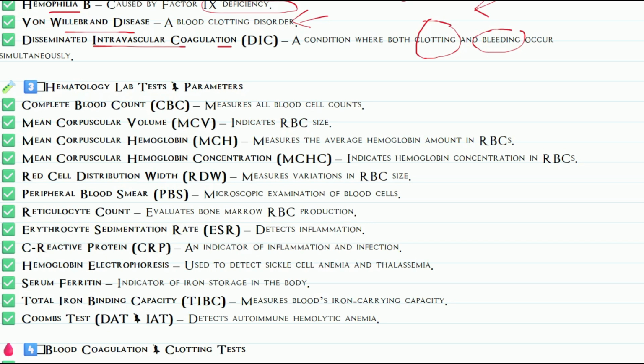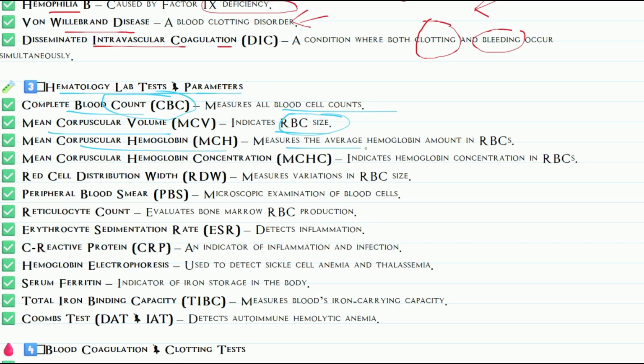Now we have hematology lab tests and parameters. First of all, we have CBC, complete blood count, as the name suggests, which measures all the blood cell counts. Remember the word count: it counts all blood components or cells. Another, we have MCV, mean cell volume, which indicates RBC size.